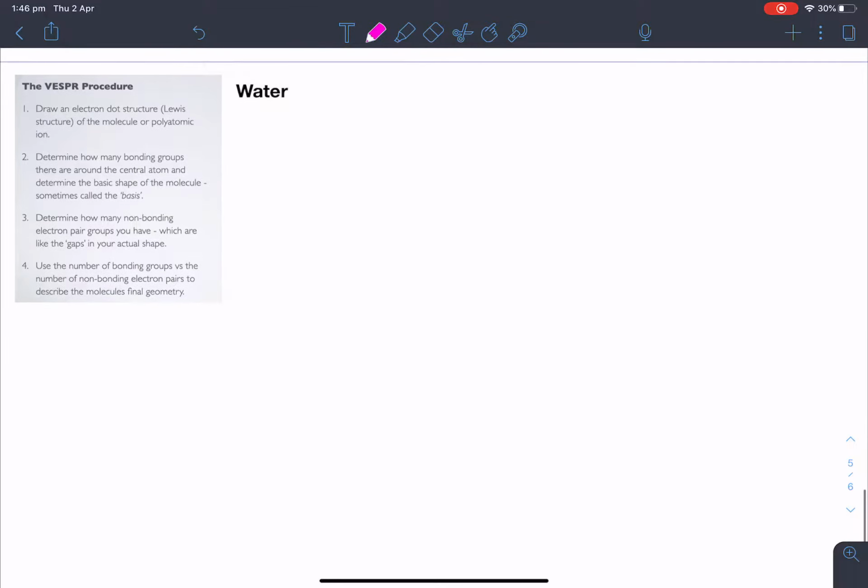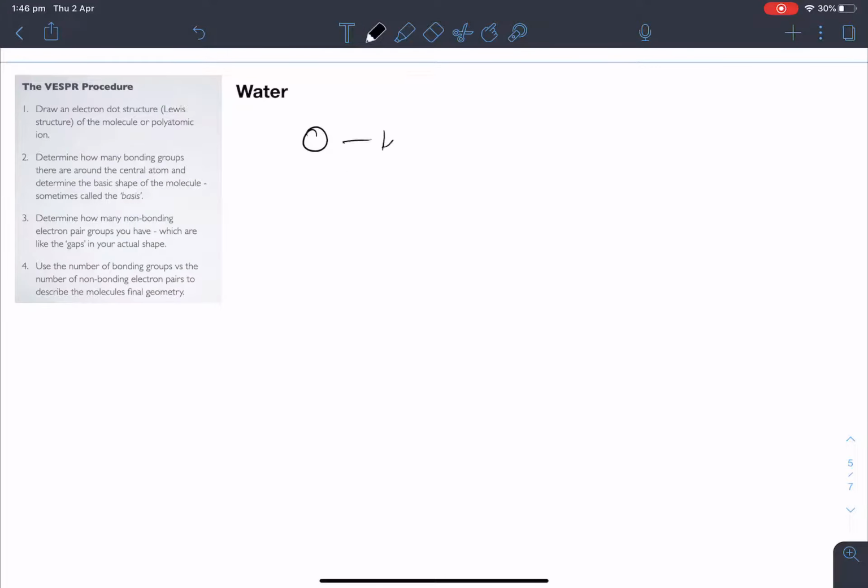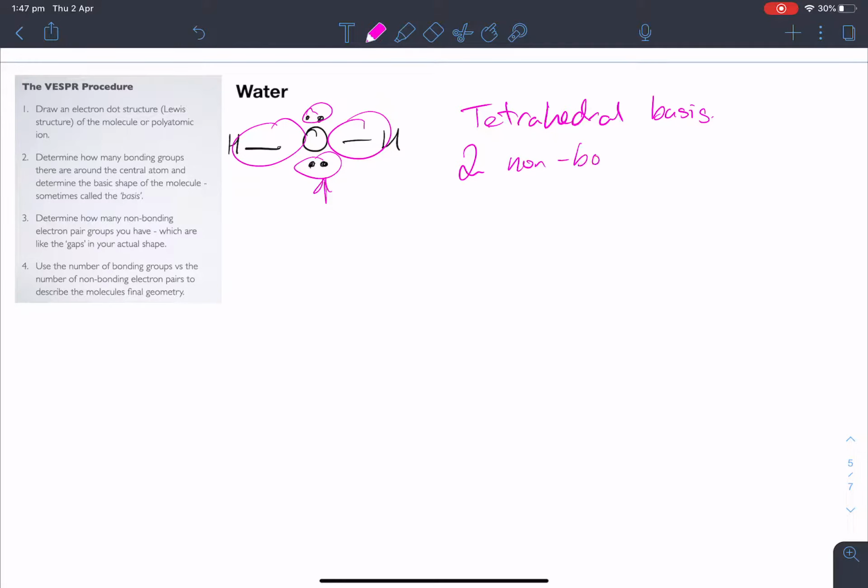Okay, next example is water. Hopefully you know the formula for that one. Oxygen in the middle, hydrogens on the outside. Notice I'm doing it the quick way. Each hydrogen has 1 bond there, and that's enough to fill its valence shell. Oxygen has 2, 4 in the bonds, 6, 8 on the outside. Okay, so a single bond between each one. How many bonding regions do we have around the central atom? 1, 2, 3, 4. Count the lone pairs. So it's a tetrahedral basis as well. But we have 2 non-bonding pairs.